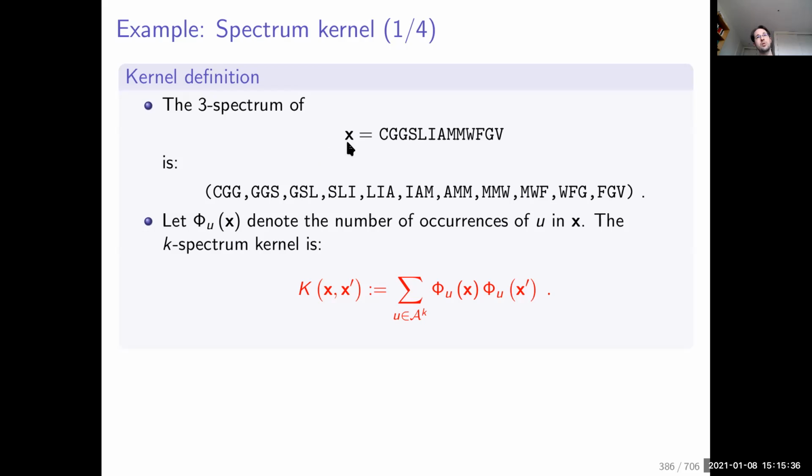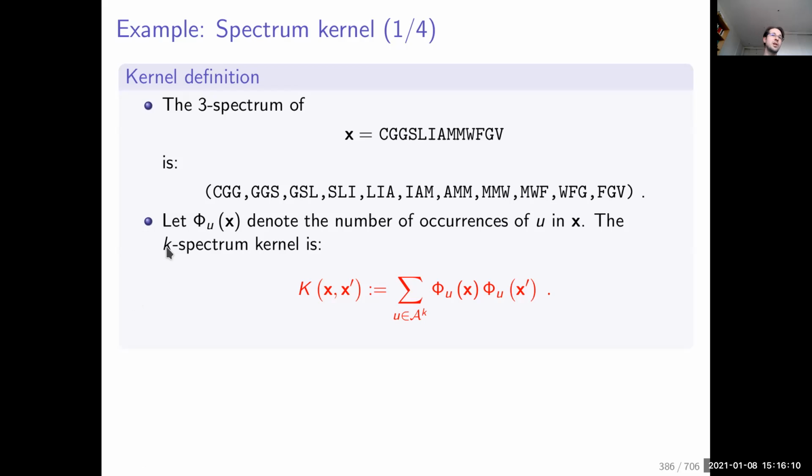So if we consider this sequence X, which is a sequence of amino acids encoded by their respective letters, if we consider all of the patterns of size 3 that appear in this sequence, we can simply enumerate them. The number of such patterns is bounded by the length of the sequence. We have, for example, CGG, which appears here, GGS, and so on until FGV here.